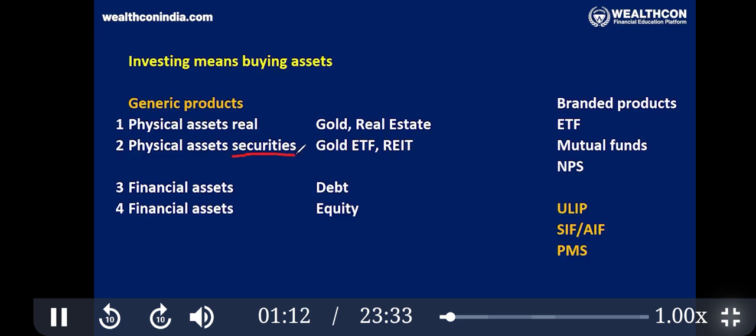Securities means it has been made into securities which can be bought and sold, but the price depends upon the underlying physical asset. Then there is another class, financial asset, that is debt. These are not backed by anything as such. It is basically an obligation of returning the money and interest. Then another financial asset is equity. This is ownership. When you buy shares, you are actually buying ownership. So these four are important for you to understand.